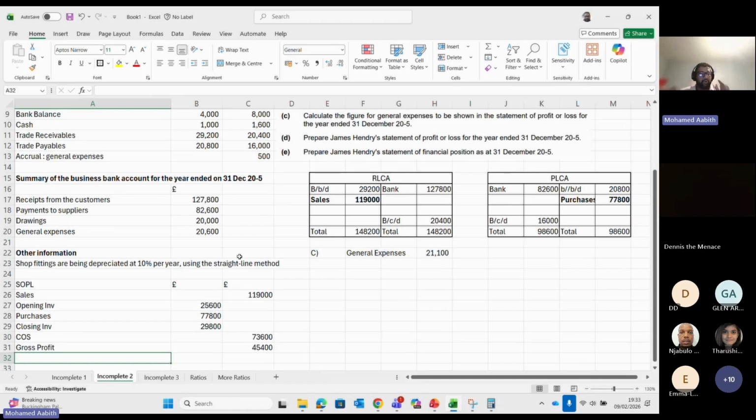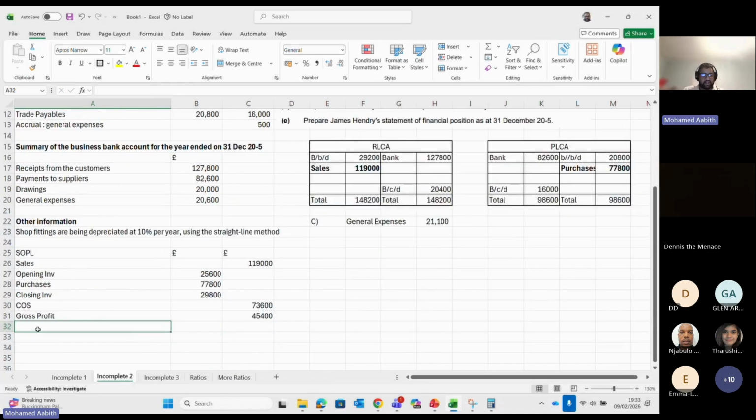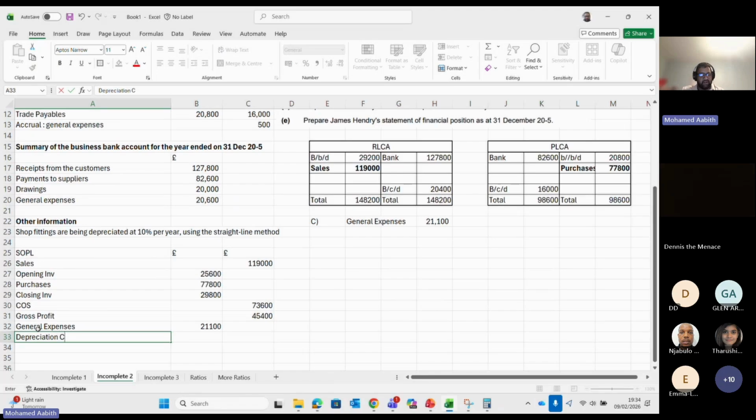What else do we need to do? We need to also consider other expenses, plus there is something we mustn't forget, the depreciation charge. The depreciation is going to be charged at 10% per year. It cost us 10,000 pounds when we bought it, so that means every year we depreciate £1,000. So here the other expenses: general expenses. How much is that? It's going to be 21,100. Depreciation charges are going to be £1,000.